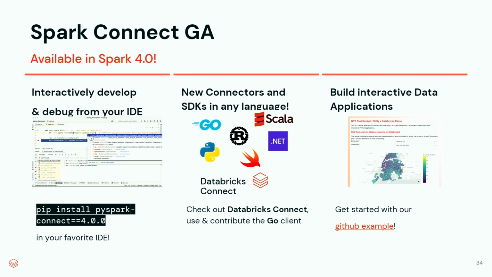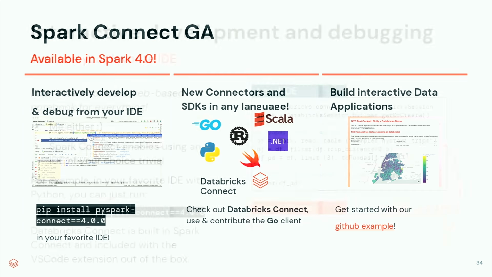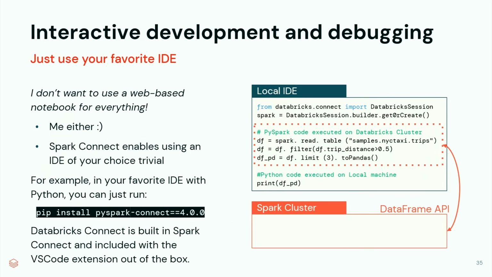I'll walk through examples of each of these, but at a high level, Spark Connect is in Spark 3.5. It's GA in Spark 4, so you could use it today. There are SDKs that are evolving with new language support for Spark Connect, and you can build interactive data applications. So what does this look like?